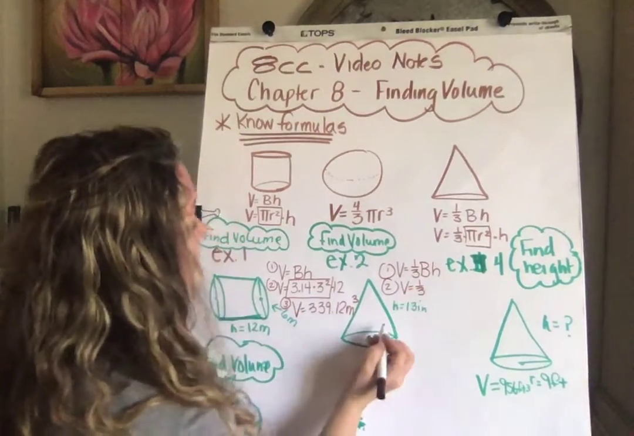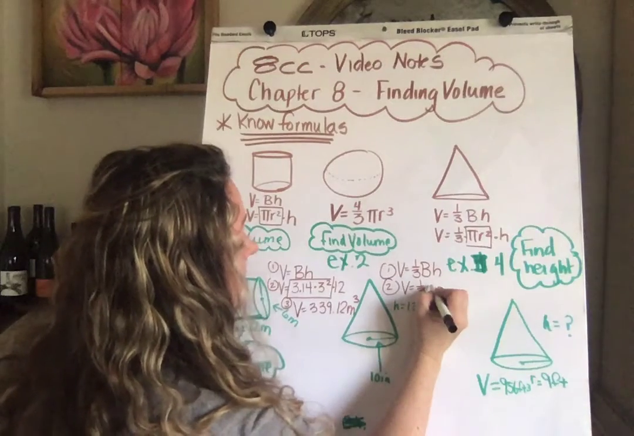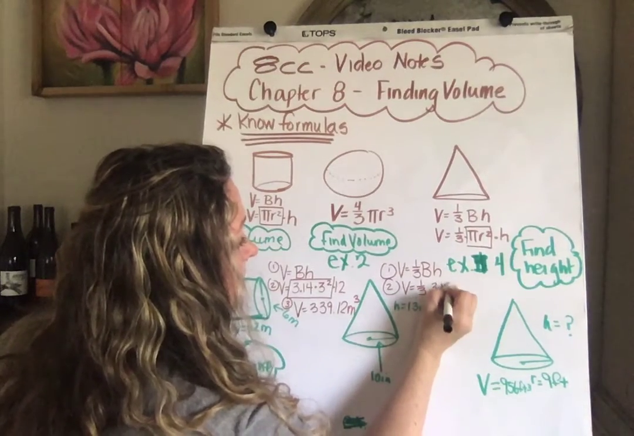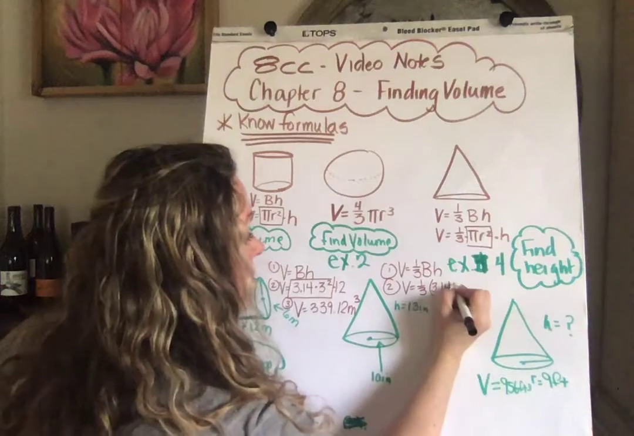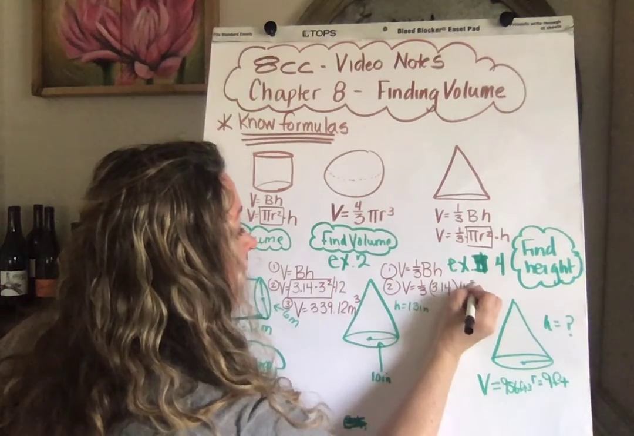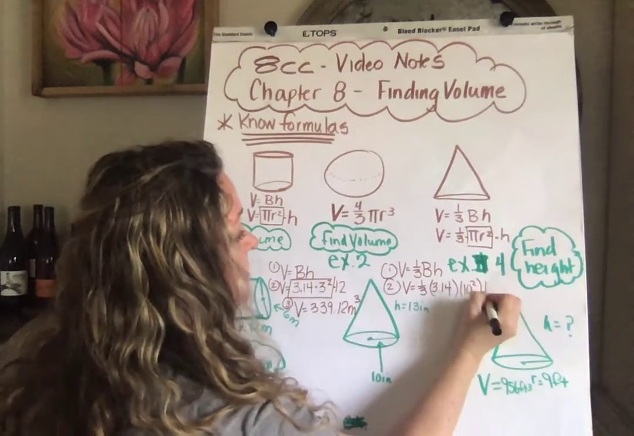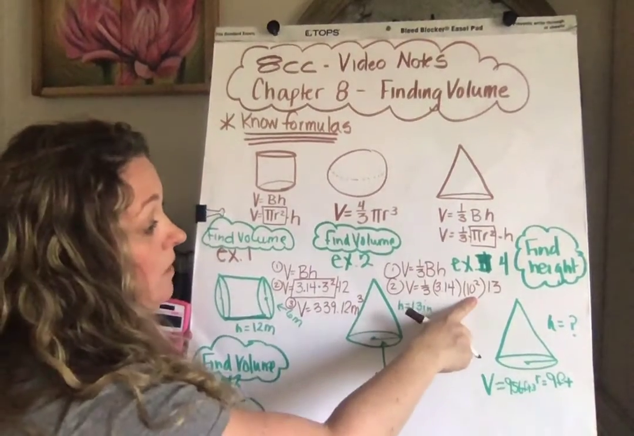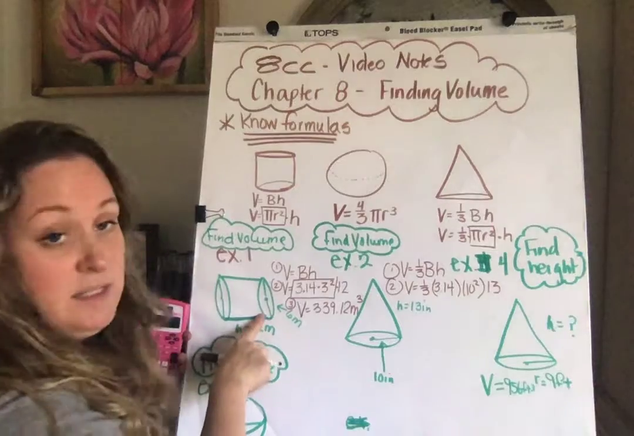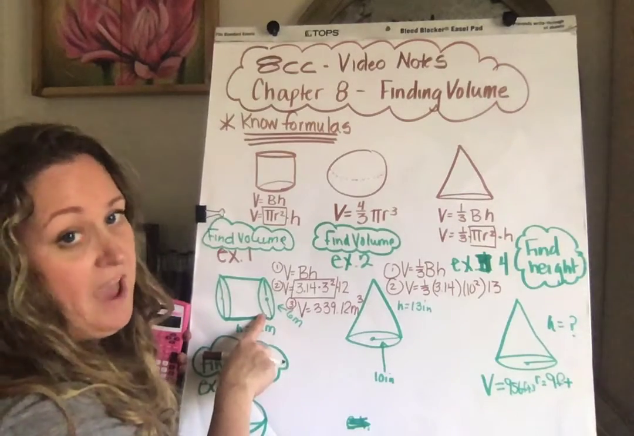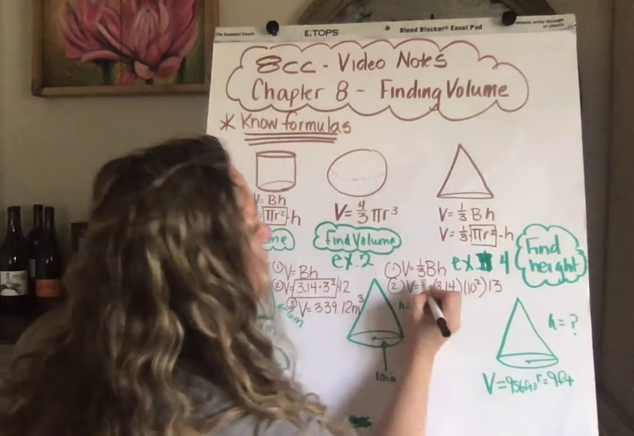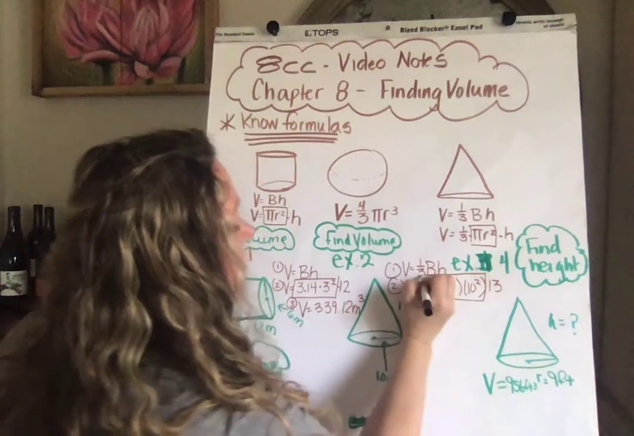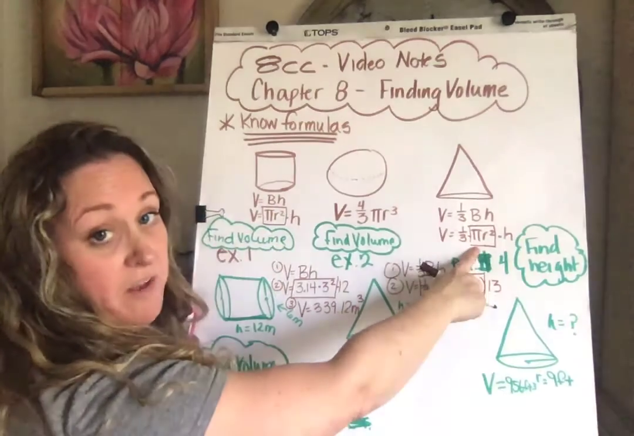1/3. The big B is pi r squared, and then the height is 13. Now, in this case, they gave me the radius, so I'm squaring the radius. In this case, they gave me the diameter, so I divide it by half and then square it. This part right here is the area of a circle, which is what I boxed out there.